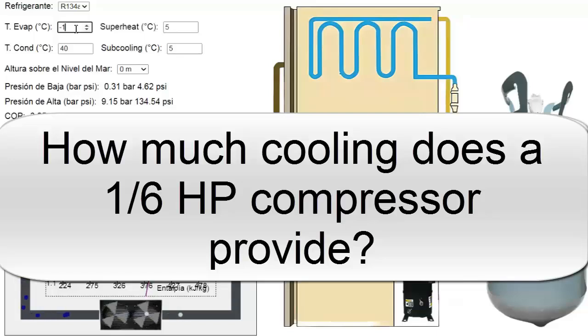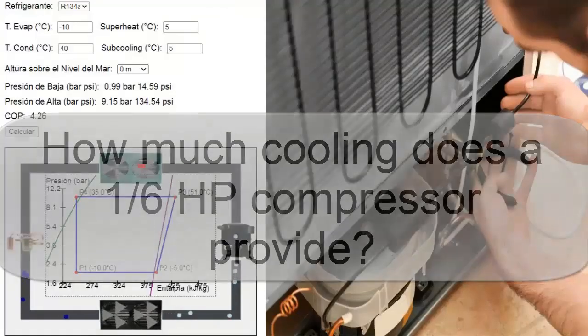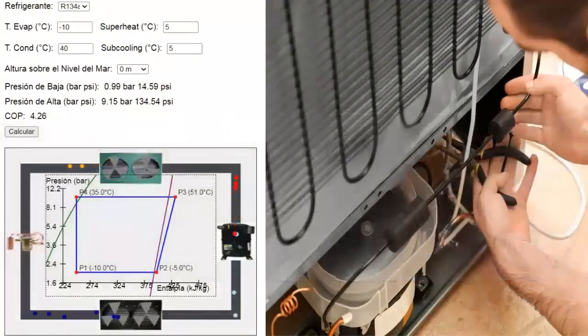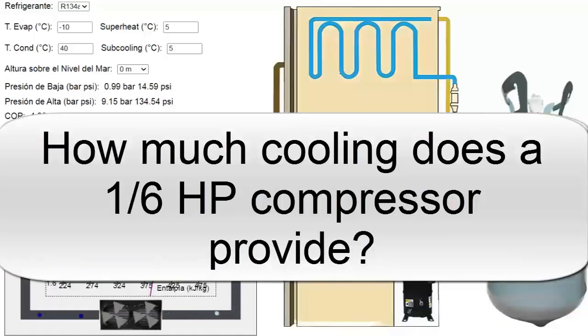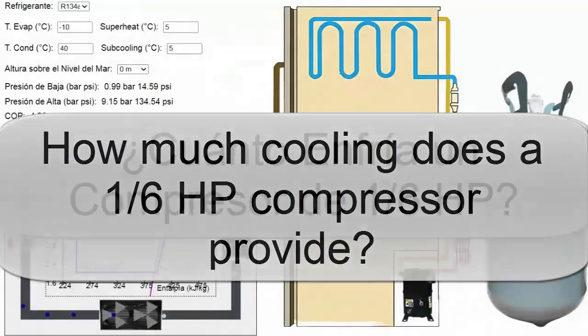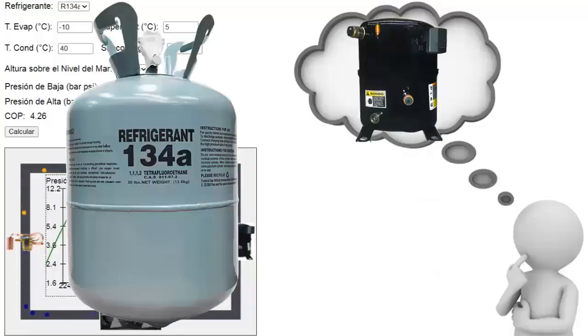In some corrective maintenance tasks, the refrigeration technician must replace the compressor or capillary tube. In these situations, knowing the cooling capacity of the system can be essential. This raises the question: what is the cooling capacity or power of a 1/6 HP compressor that uses our 134A refrigerant gas in refrigeration and freezing applications?